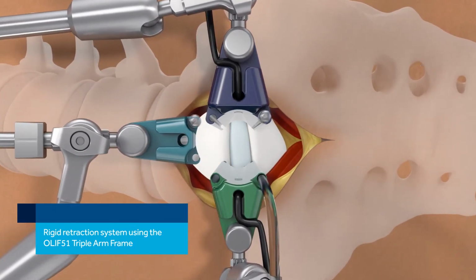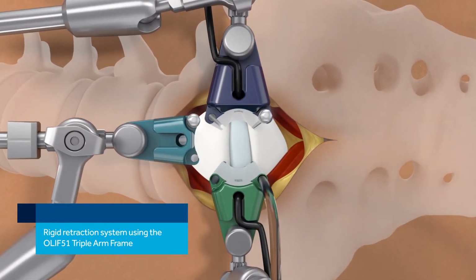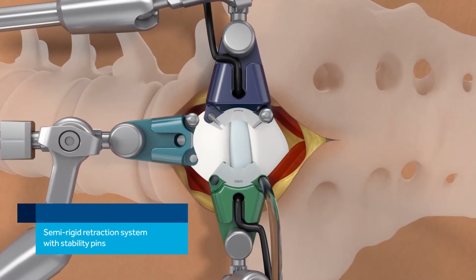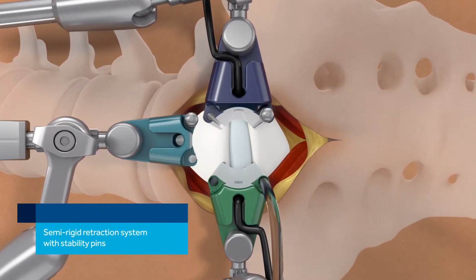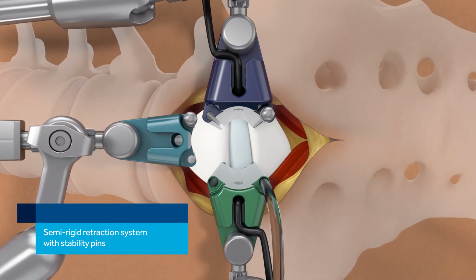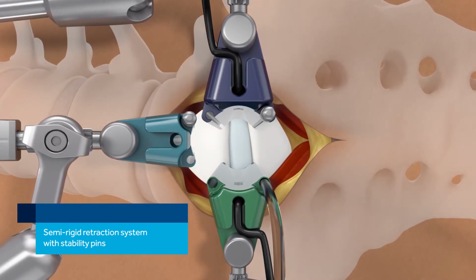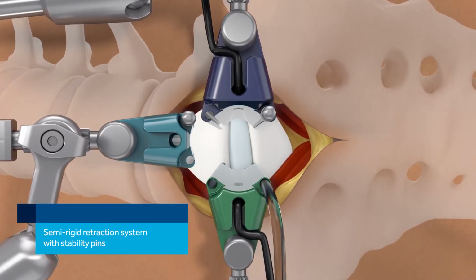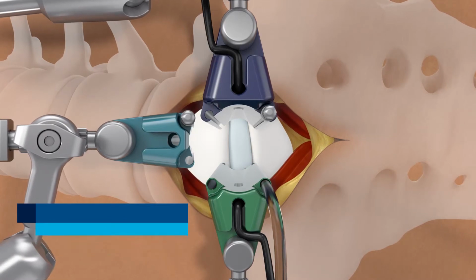Alternatively, it can be used in combination with stability pins to provide a semi-rigid system that facilitates minimal tissue pressures on the surrounding abdominal structures and provides greater degrees of movement for the surgeon, permitting a more minimally invasive exposure.